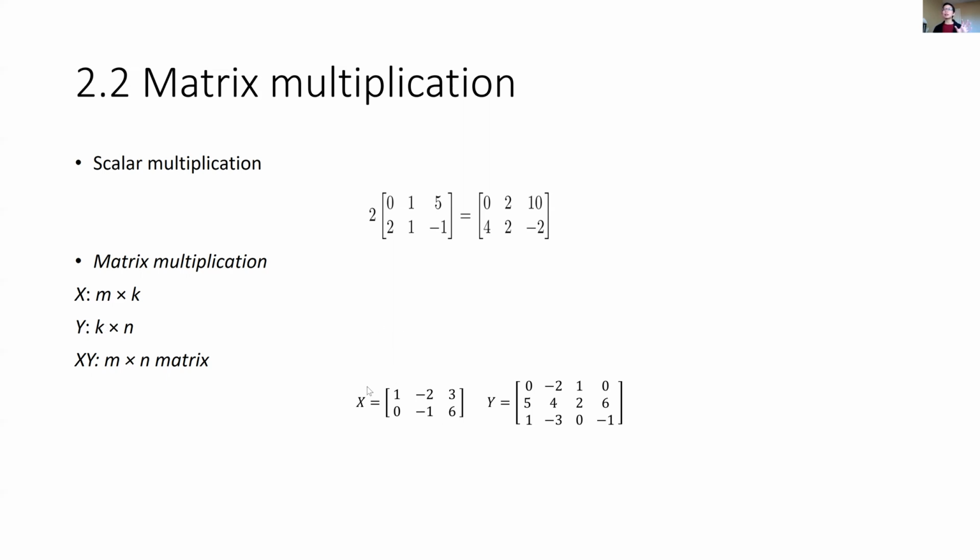And look at these two matrices. The first matrix is 2 by 3, and the second is 3 by 4, 3 rows, 4 columns. So therefore, the number of columns in the first matrix is 3, and the number of rows in the second matrix is 3. So therefore, you can multiply these two matrices, X and Y.